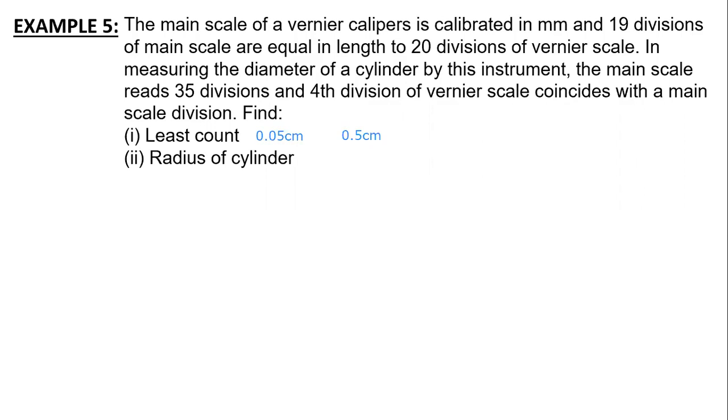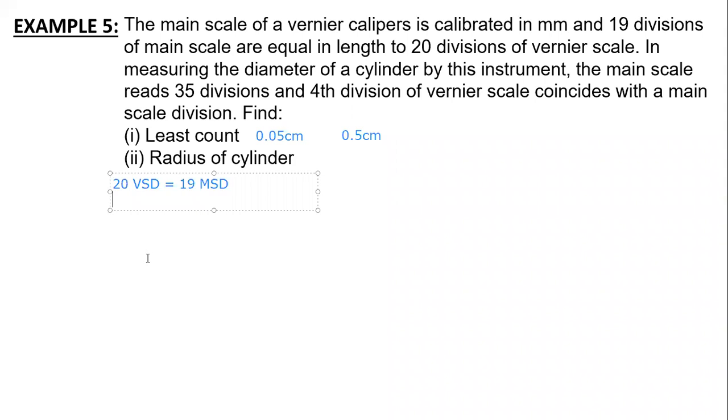Ashima, you can hear me? Yes, sir. Okay, fine. So how did you get the first one? For the first one, it's 20 VSD equals 19 MSD. Just a minute, can I write along parallel with you? Yes, sir. So the first step will be 20 VSD is equal to 19 MSD. Then we would find the least count and it would be 0.05 millimeter.